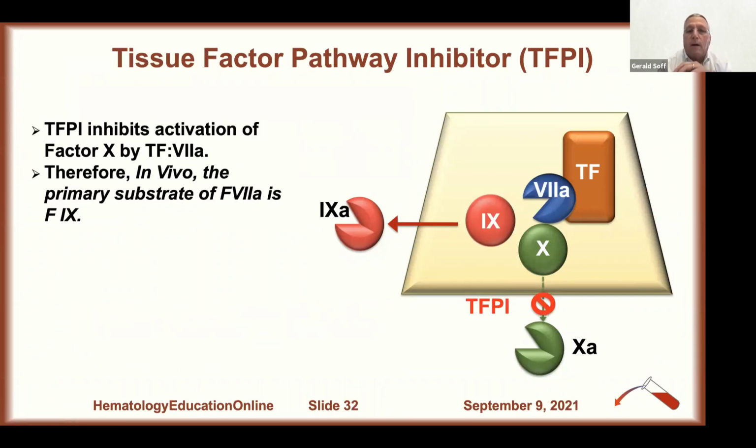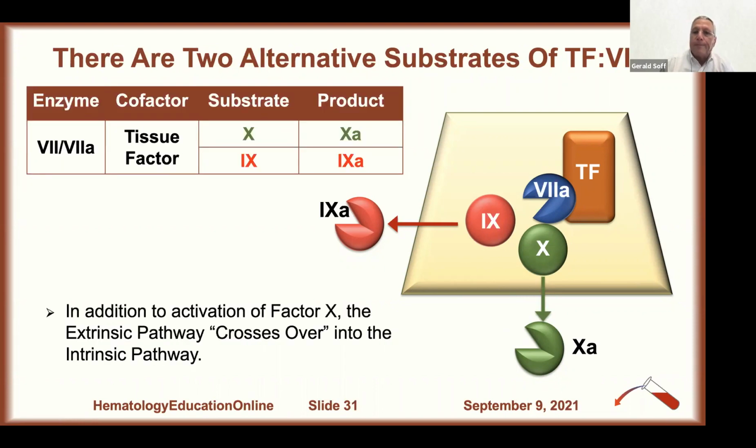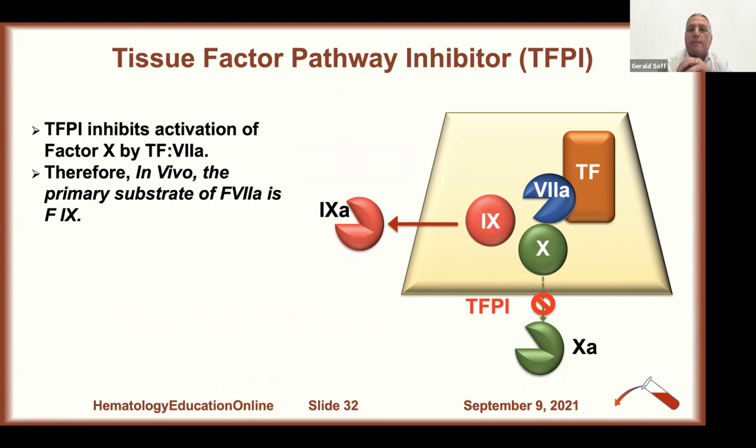And so why is 9 important? Because if 10 can be activated directly, why would deficiencies of 9 or its cofactor 8 be clinically relevant? Well, the key here is tissue factor pathway inhibitor, TFPI. And what we understand now is that in the body, TFPI dramatically blocks this reaction, dramatically reduces the ability of 7A to activate 10 to 10A, leaving its primary substrate in vivo as factor 9.